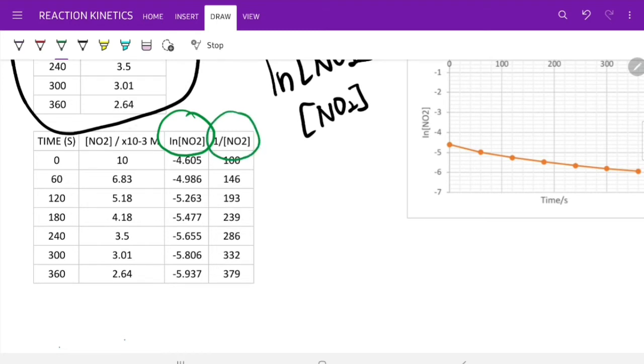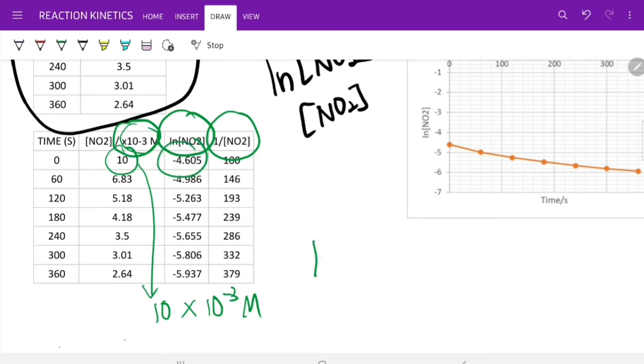Bear in mind, this concentration of nitrogen dioxide is not 10, but it is actually 10 times 10 to the power of negative 3 molar. It's been simplified in the column title, so you need to be alert. It's just not 10, it's 10 times 10 to the power of negative 3. That means when you're trying to calculate for the concentration of nitrogen dioxide at 10, for the first order it is ln nitrogen dioxide concentration, so it becomes ln 10 times 10 to the power of negative 3. So you will get negative 4.605.